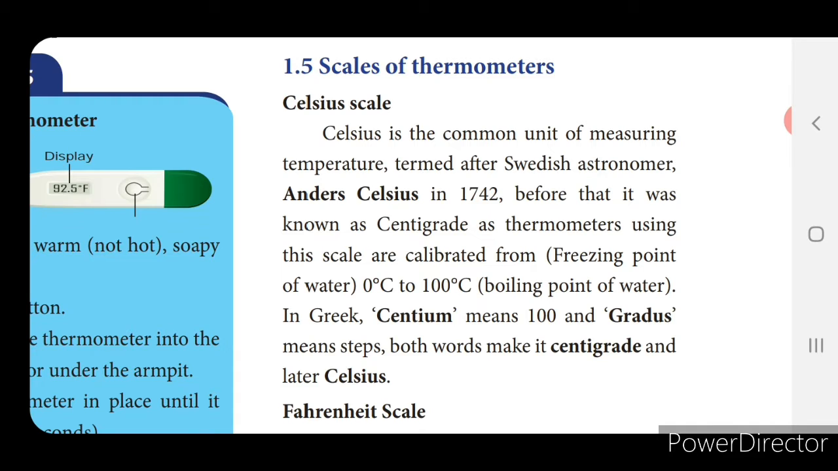Last class we have seen what is meant by temperature, hotness and coldness, and which instrument is used to measure temperature, that is the thermometer, and also the types of thermometer, isn't it? We have seen the clinical thermometer, laboratory thermometer, and digital thermometer. Nowadays we are seeing gun type thermometer also, isn't it children?